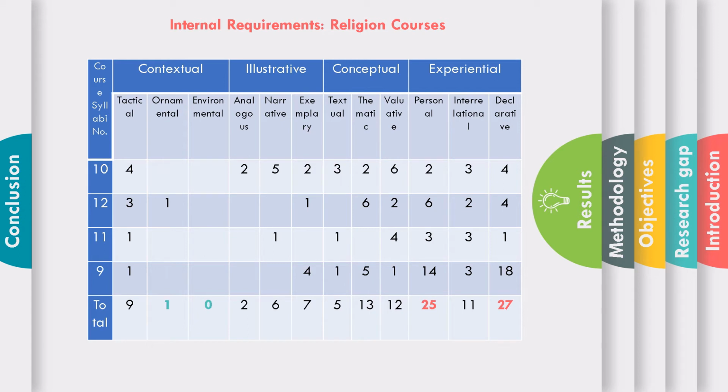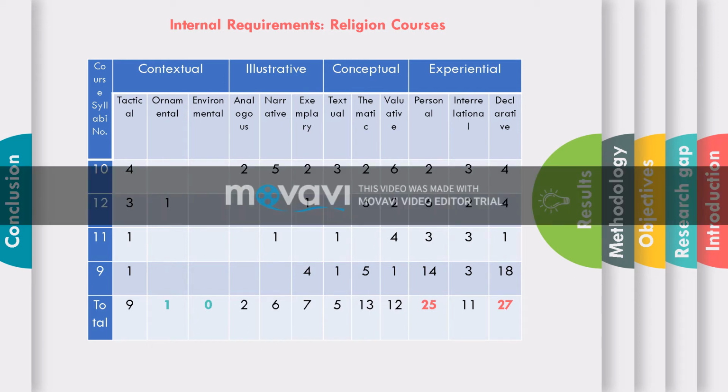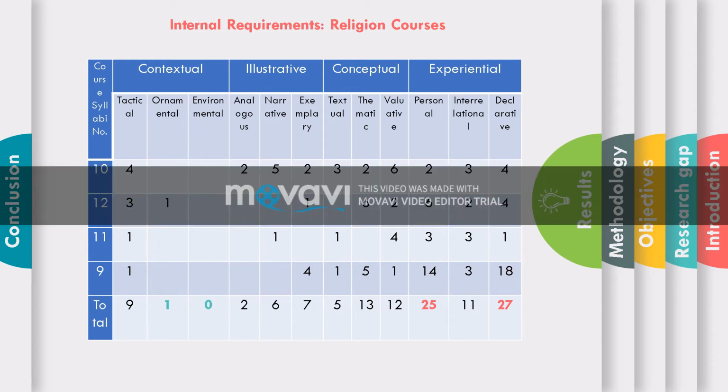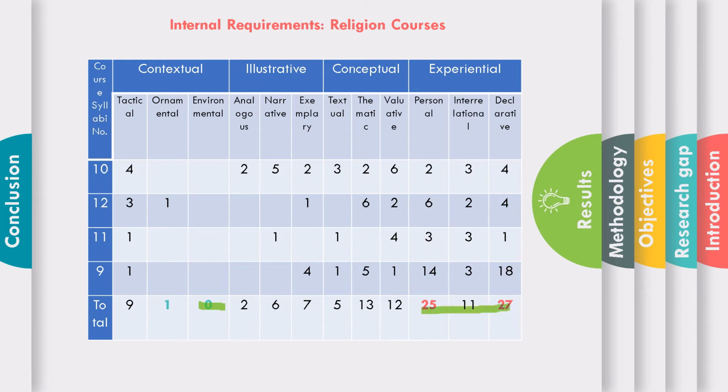Let us now talk about the internal requirements. Internal requirements are the required courses imposed by the university as part of its identity as a faith-based institution. On this table, we will discuss the religion courses. This table presents that in the religion courses, each method was utilized except environmental. The table also shows that the religion teachers utilized experiential strategies the most.